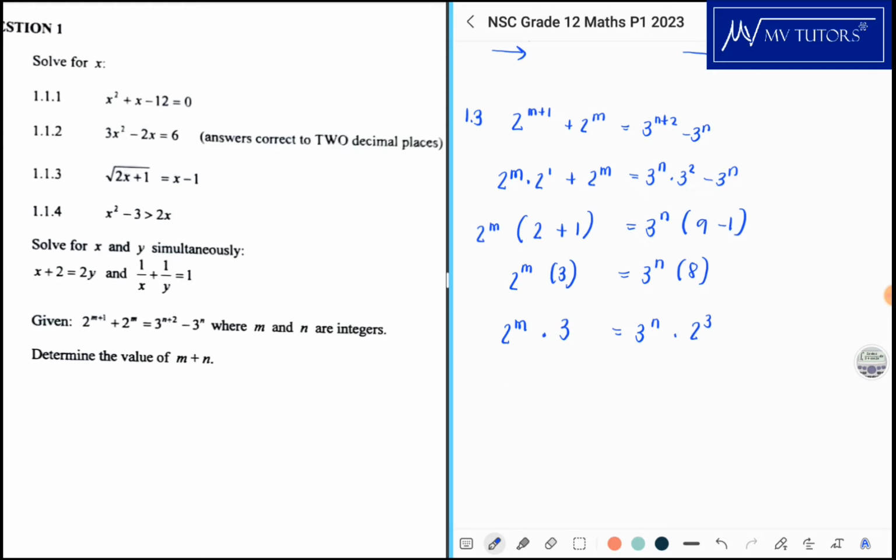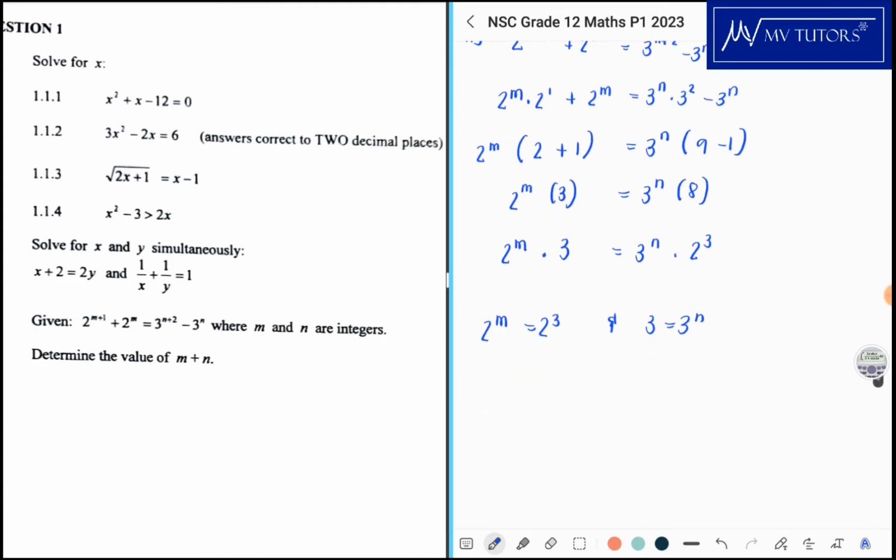Okay. Now question, can I then say 2 to the power m is equal to 2 to the power 3 and 3 is equal to 3 to the power n? Am I allowed to do that? Is this allowed, or am I breaking some math rule? We're not breaking any rule. This is absolutely allowed, and that's what we're going to do.